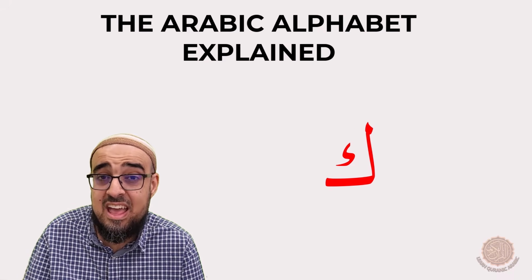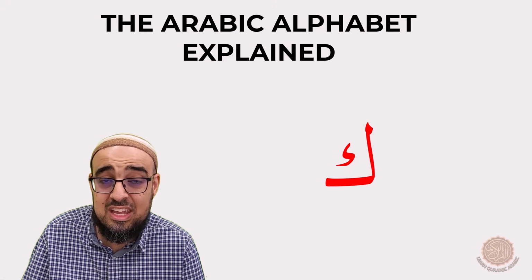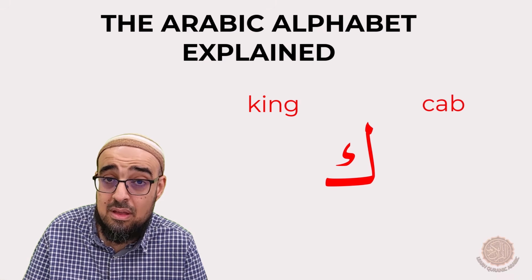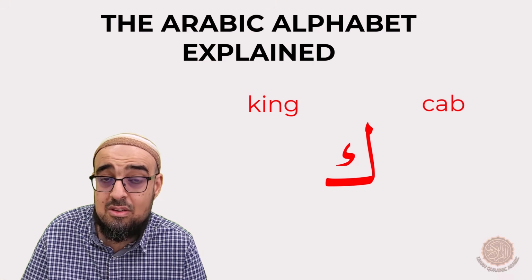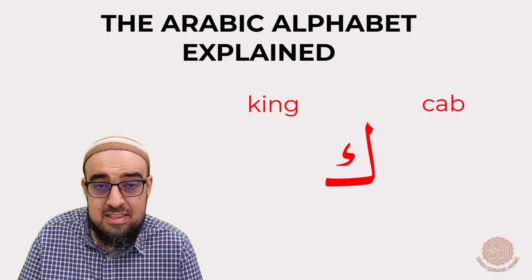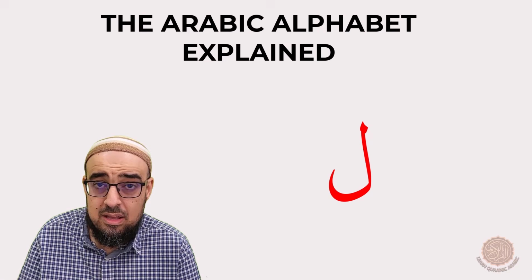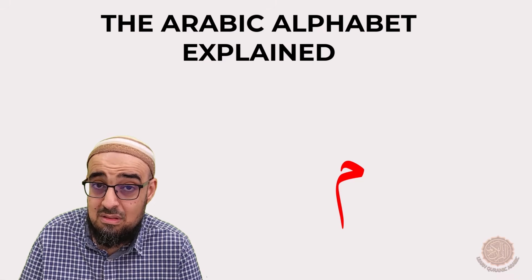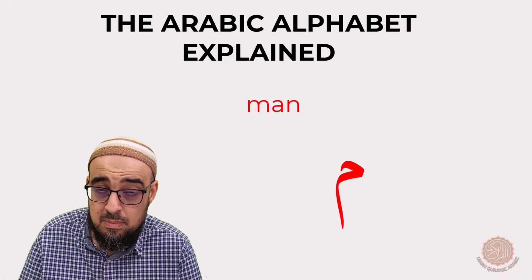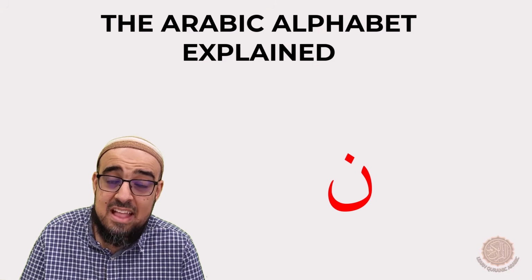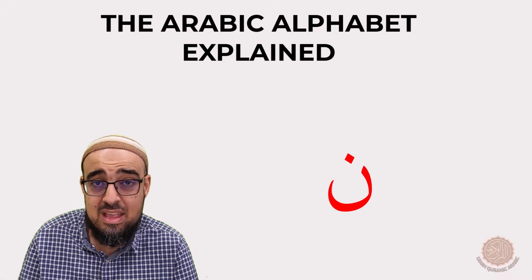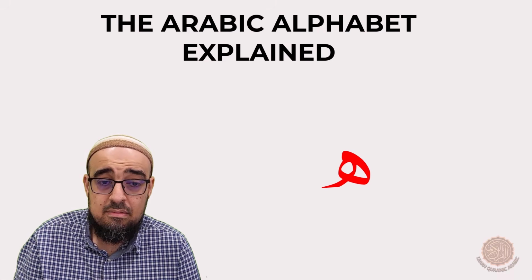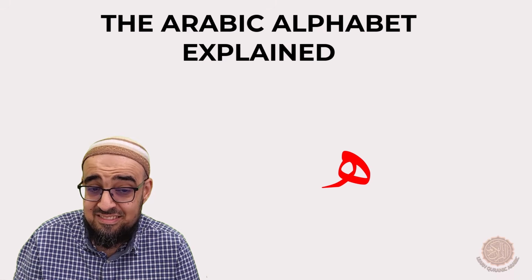The Kaf is just a K sound, like the word king. Even the C sound can have that letter, like cab. So it's a C there, but it's got the K sound. Next is the lam, which is just the L sound, like the word lamp. Meem is the M sound, for example, mint. Then we have the noon, which is just the N sound, like the word nil. That's very straightforward. Ha, that's just the H sound, like hat.